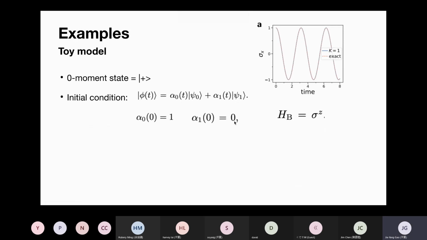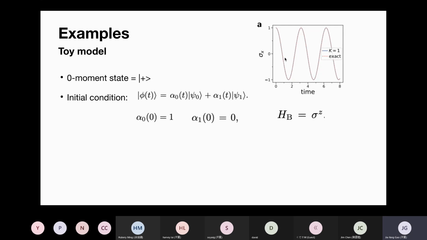This example shows that, because it's a very simple model, they use only two states to construct this ansatz. You follow the algorithm and solve how to evolve alpha 1 and alpha 0 over time. Because it's a very simple Hamiltonian, you only need to accumulate the 0 moment state and the 1 moment state to evolve the sigma x matrices. You can see that it fits the exact solution, but it's a very easy, simple case.